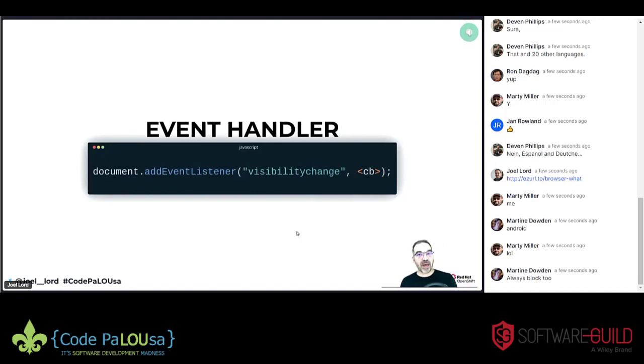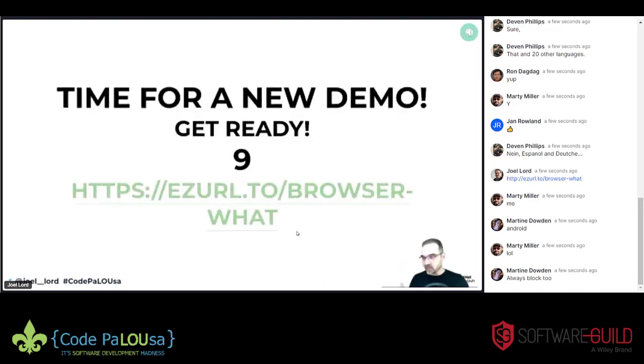There's also an event listener. So there's also an event for which you can add an event listener, and the event is visibility change. So every time that visibility state is changed, you can actually trigger the callback as part of it. So let's get to a demo.